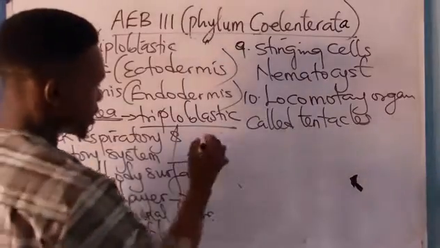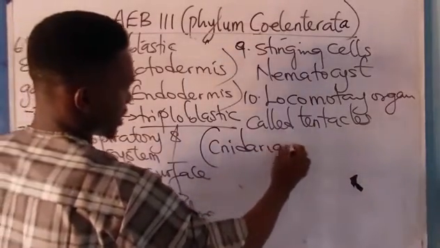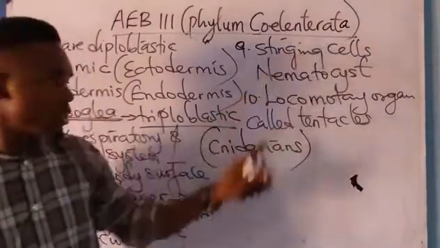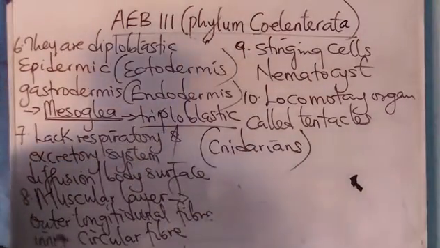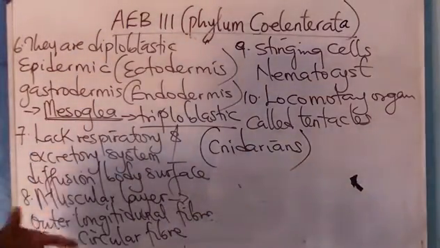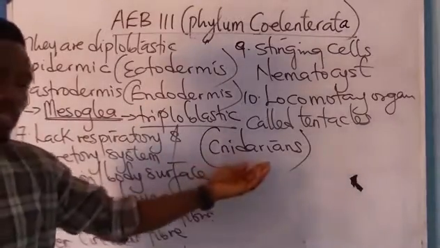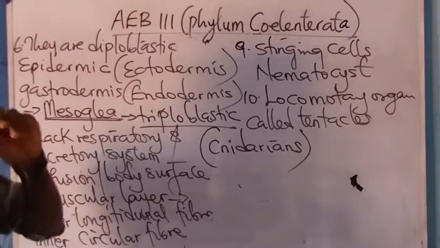Look at the spelling. Cnidarians, C-N-I-D-A, cnidarians. If you don't call them Coelenterates, you call them cnidarians, as the case may be. They have the same meaning. So these are the general features of the Coelenterates or the cnidarians. So I believe everything was well explained.